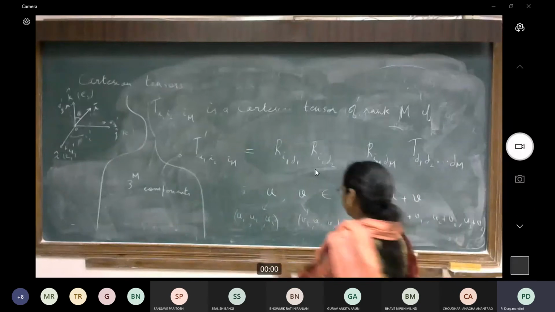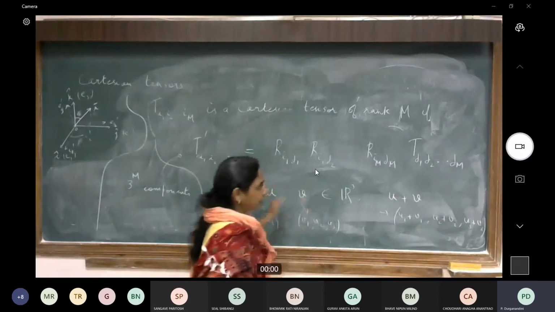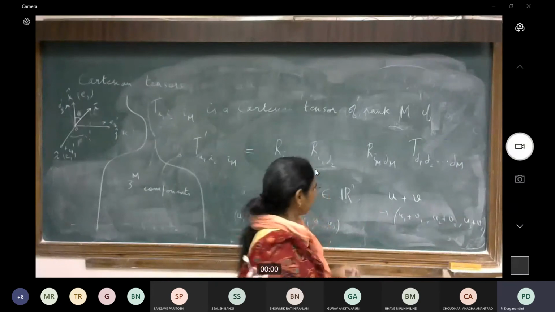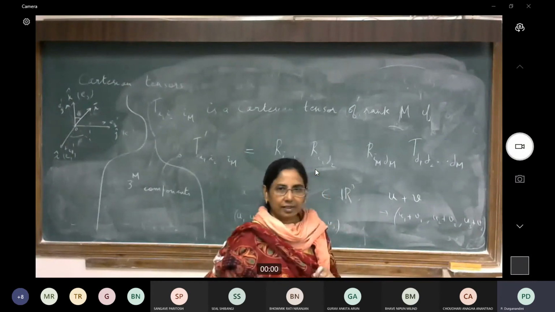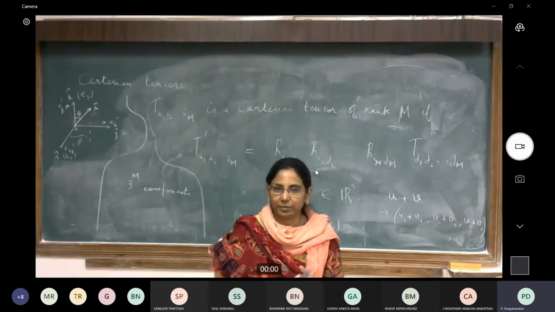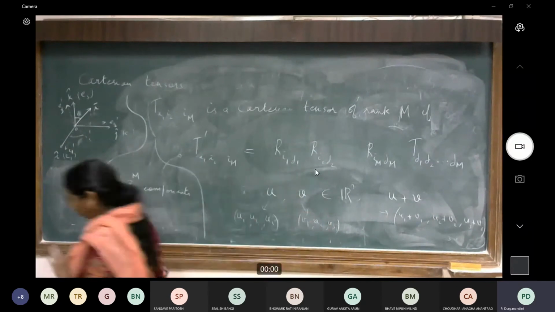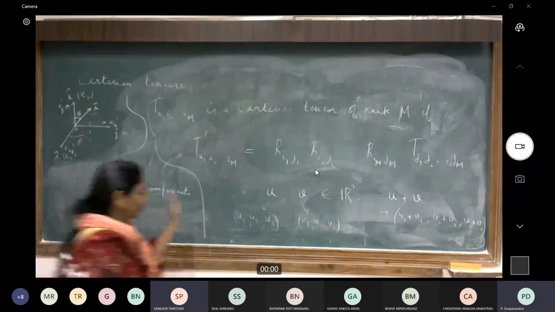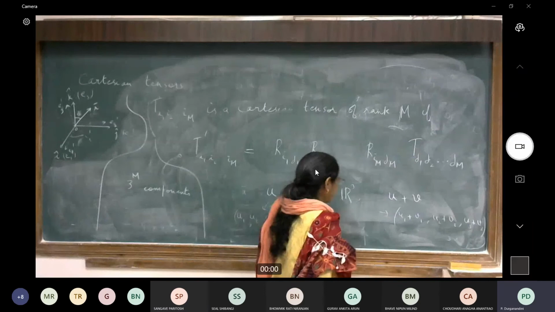Okay, forget about tensor for a minute. Suppose I have 2 vectors. Is u plus v a vector or not? Given two vectors in the vector space, u plus v is again a vector or not a vector? Yes. Okay. So you know that if u and v are two vectors, then u plus v is also a vector.